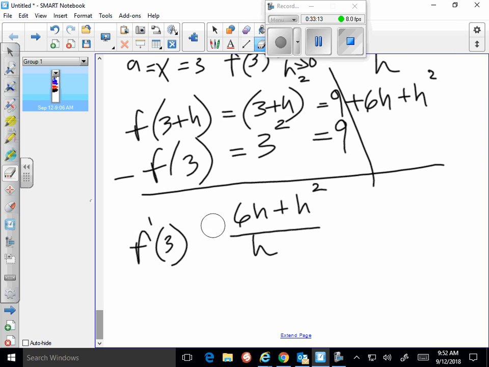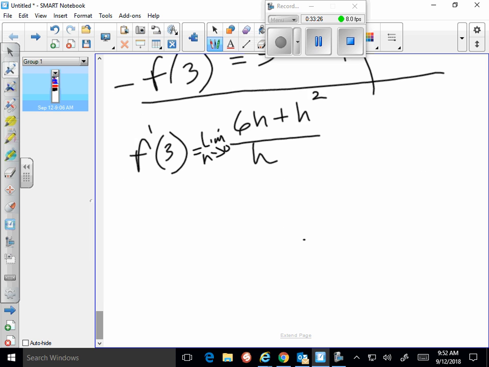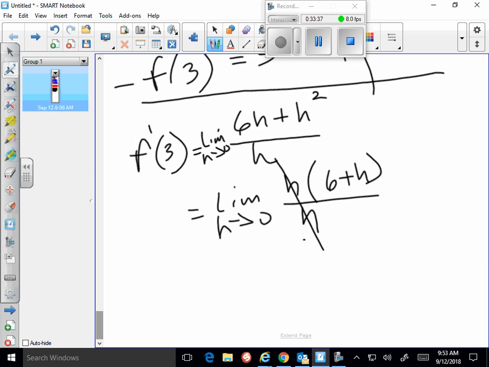Hey, Mr. Cooper, where's your limit definition? I don't know. H approaches 0. Okay, Morgan wants to say, take out an h, because otherwise if you do direct substitution, you get 0 over 0. So this is going to be the limit as h heads to 0 of h times 6 plus h over h. These cancel. Can we do direct substitution now? Yes, we can. And we get 6 plus 0. Darity, are we happy? Yes, we get the slope at 3 is 6.